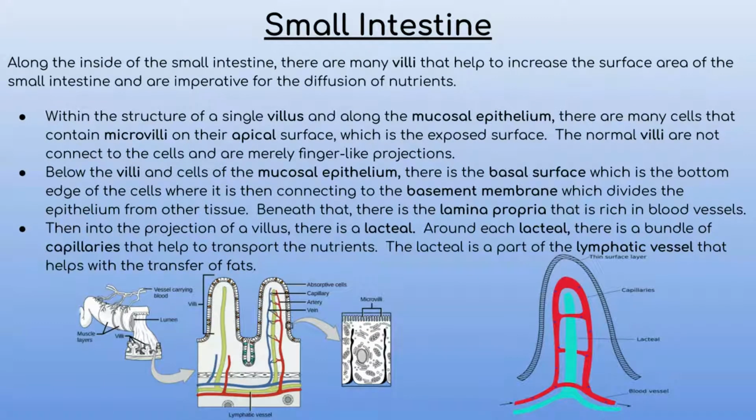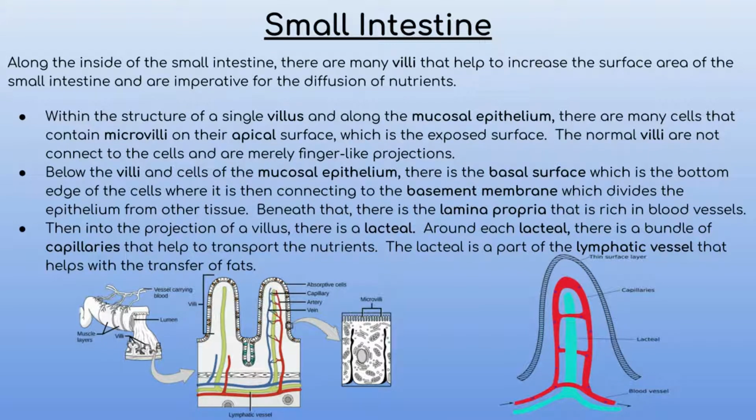Now, inside the lumen of the small intestine, there are many villi that help to increase the surface area and allow for diffusion of nutrients. Inside each villus, or along or next to each villus, which is singular for villi, there are cells that contain villi as well. They are called microvilli and are connected to most of the cells in the mucosal epithelium. The microvilli are on the apical surface or exposed surface. The difference between microvilli and villi is that regular villi are not connected to cells and are just finger-like projections.